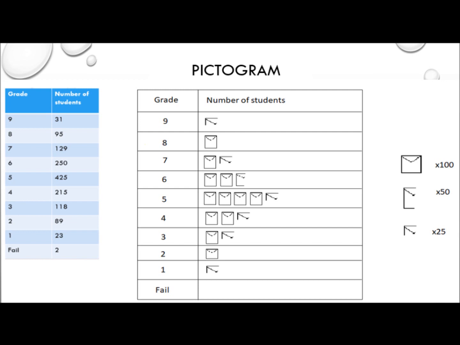You might have heard the phrase looking for a needle in a haystack. Well, the purpose of your pictogram, and not just a pictogram, but the purpose of all of your graphs and charts, is to get rid of the haystack so that people can see the needle.